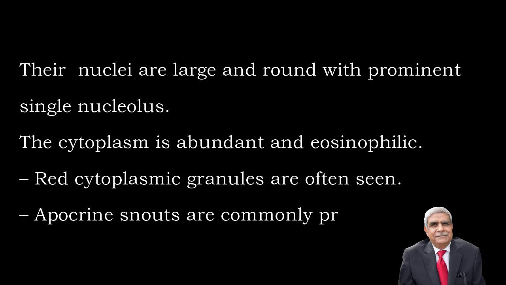The nuclei of these apocrine cells are large and round with a prominent single nucleolus. The cytoplasm is abundant and eosinophilic. Red cytoplasmic granules are often seen, and apocrine snouts are commonly present.